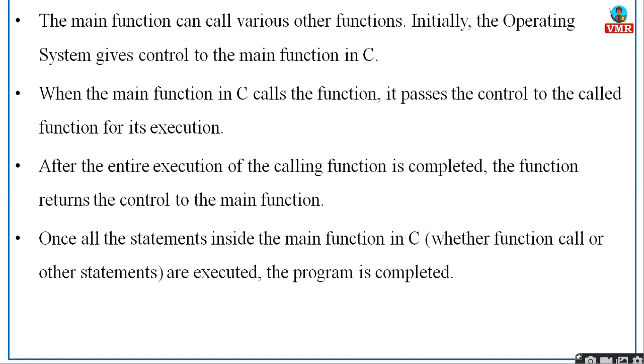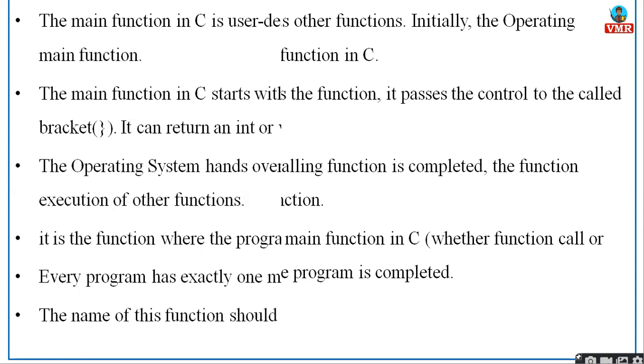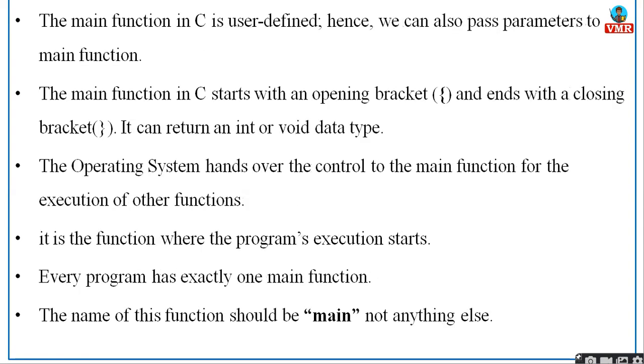However many functions you write, all of those will be called in your main, right? So your cursor will go from main to the concerned called function, and again it will come back to the main function only. Once all the work is done, only then will it quit from your main. The compilation and execution part is completed once you quit from main. So once all the statements in the main function in C are executed, the program is completed, right?